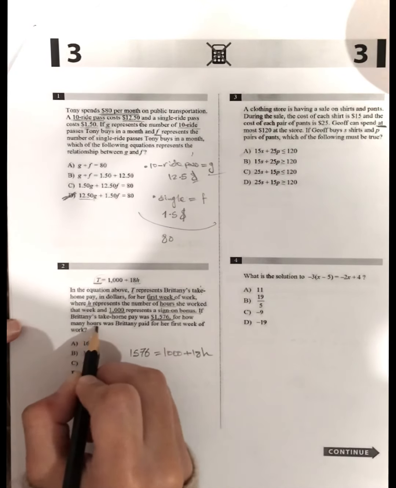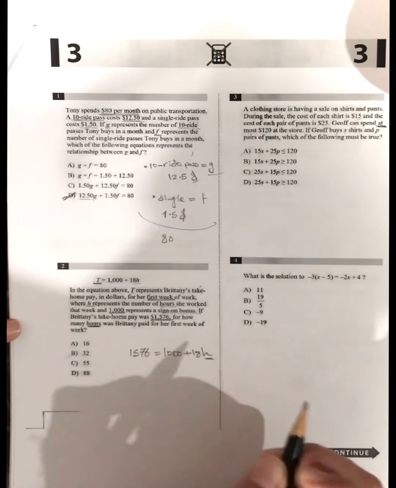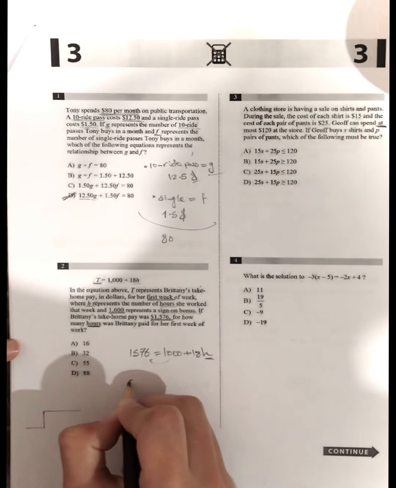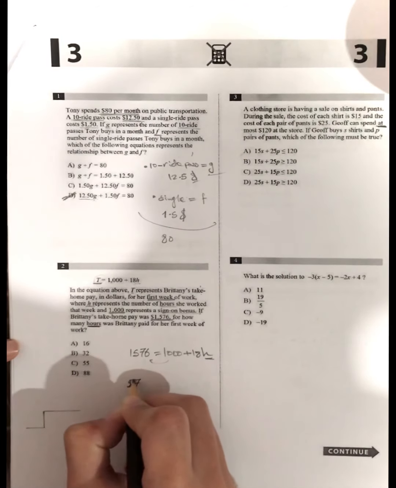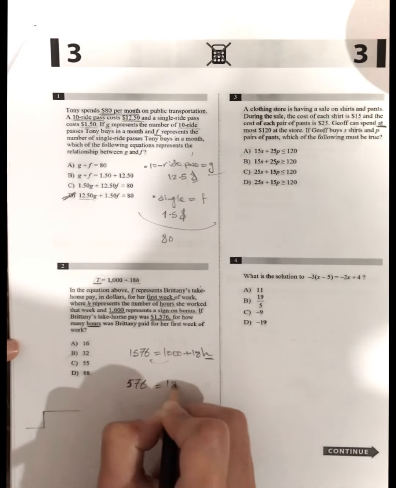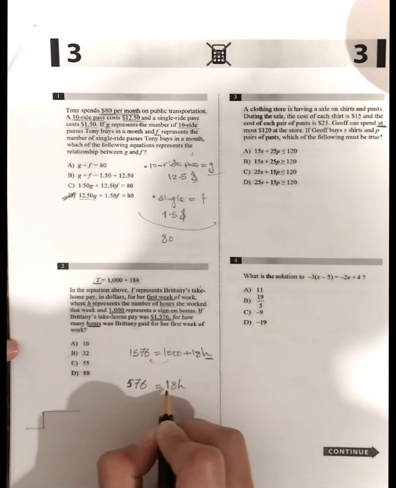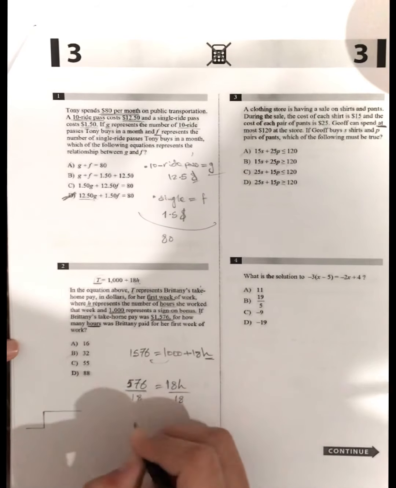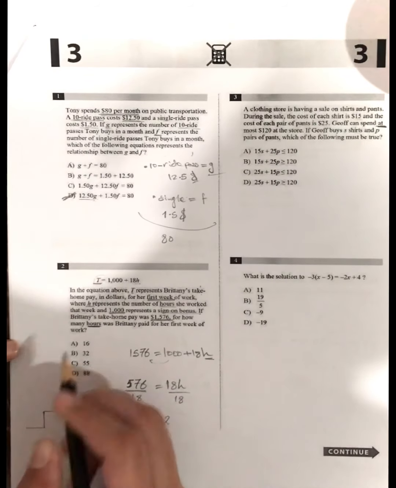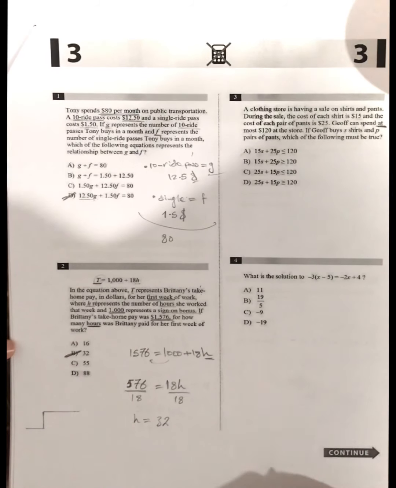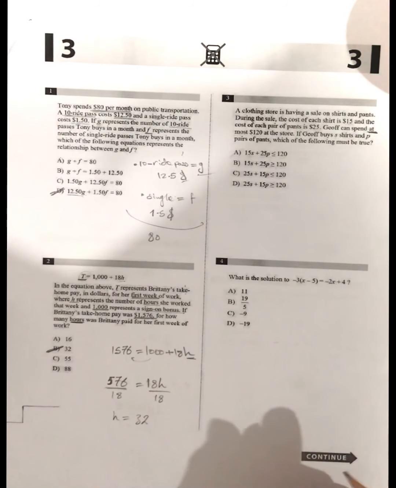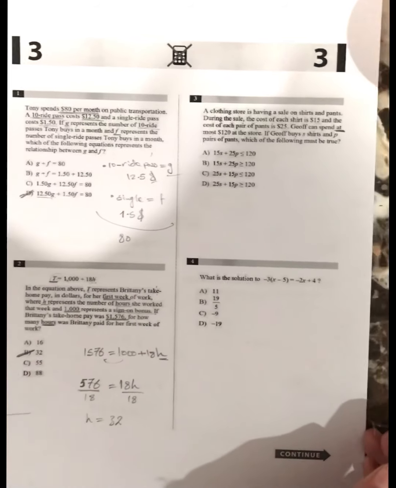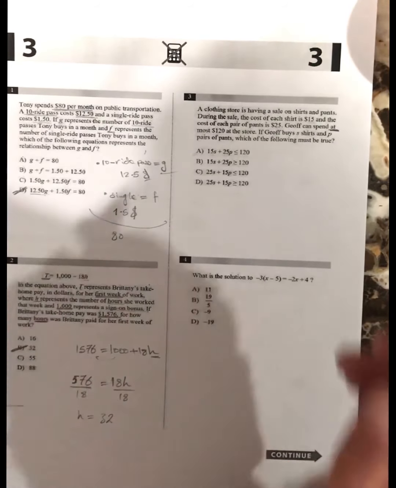So he wants the H, he wants the hours. So we are gonna subtract this from that, and we will get 576 equals 18H. So when we divide 576 by 18, we will find that H equals 32. I'm gonna leave you a link for a video that illustrates how to divide by long division, because this is a non-calculator test, so this is the only way.